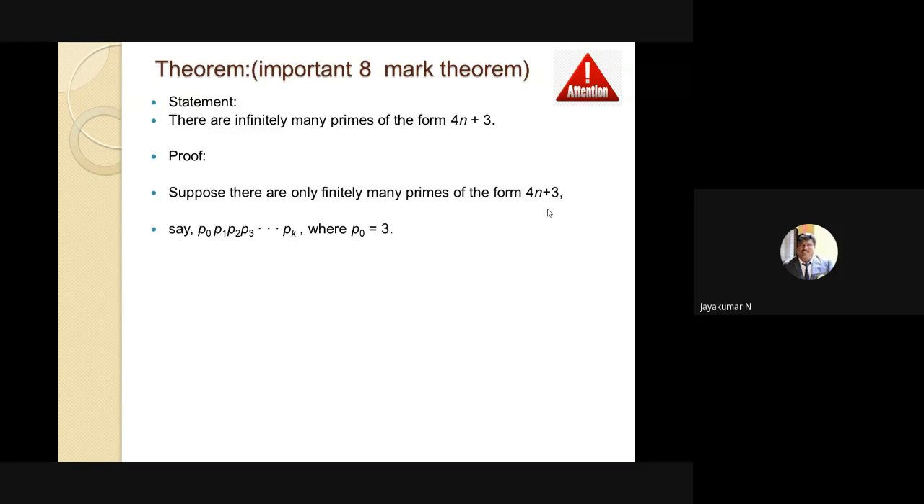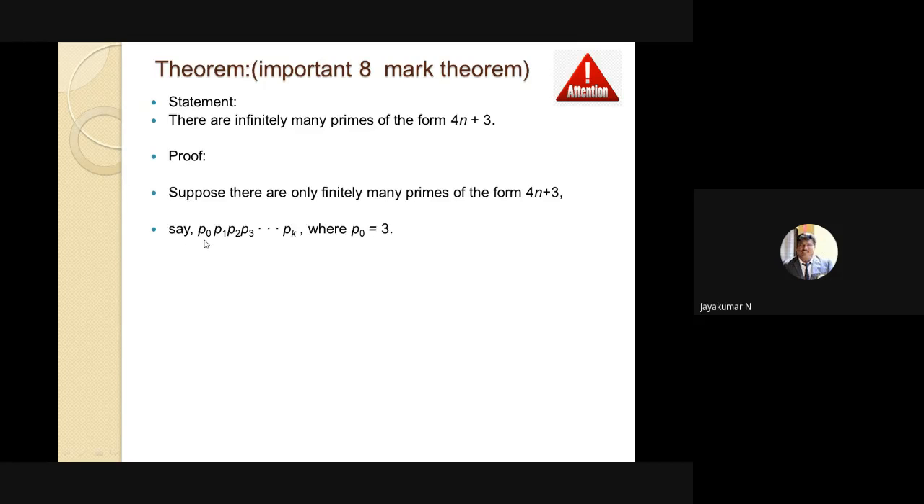So don't bother about the other primes. I only bother about the first prime, 3. First I assume that there are only finitely many primes of the form 4n plus 3. They are P0, P1, P2, etc., Pk. That means we have k plus 1 primes.